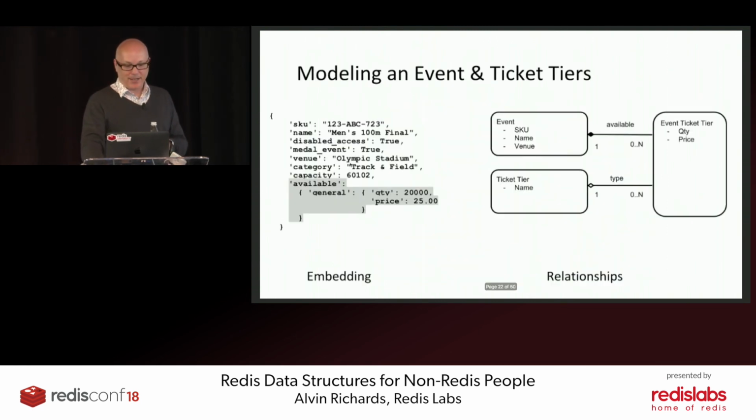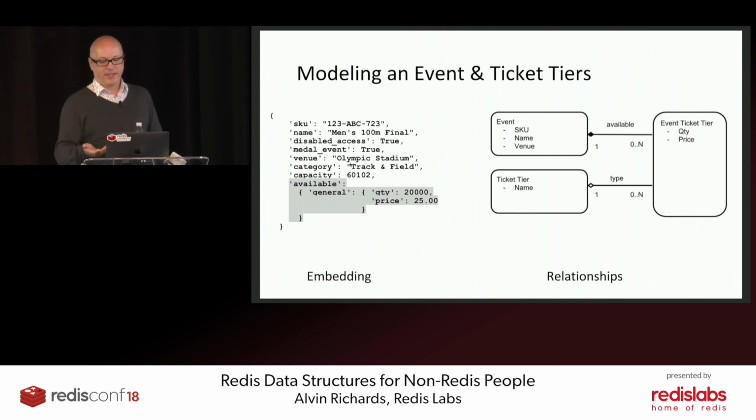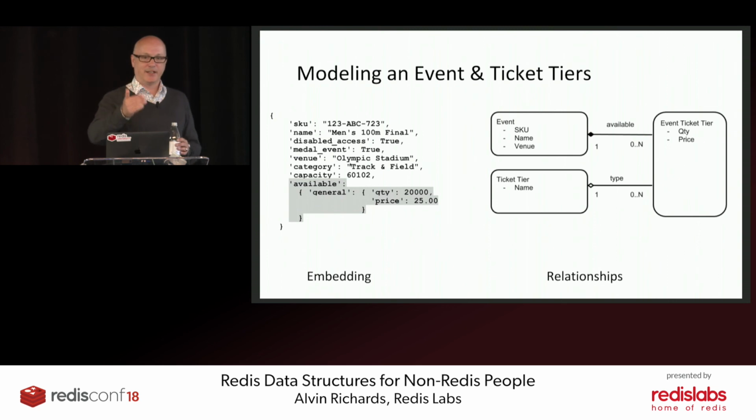So let's put that into practice. We've got a real simple schema here. We've got an event, and we've got a ticket tier, and the intersection of that is the particular ticket tier for this event. Right, so I'm going to say, look, I've got the judo event, and perhaps I've got a VIP ticket, and I've got a gold ticket and a silver ticket.